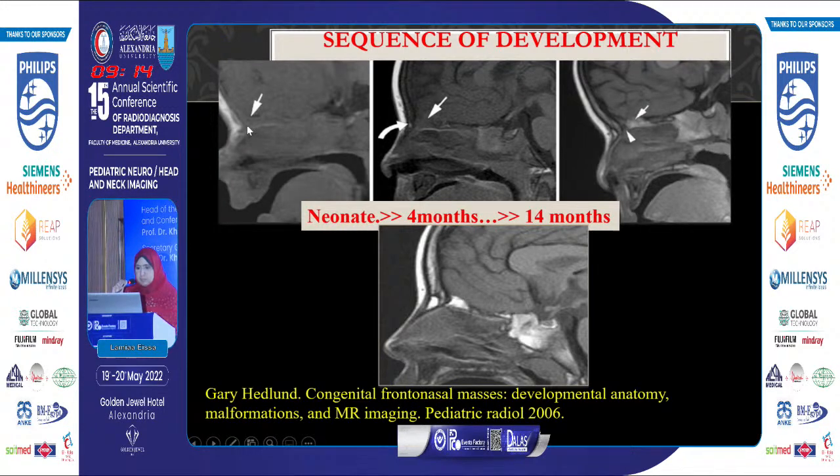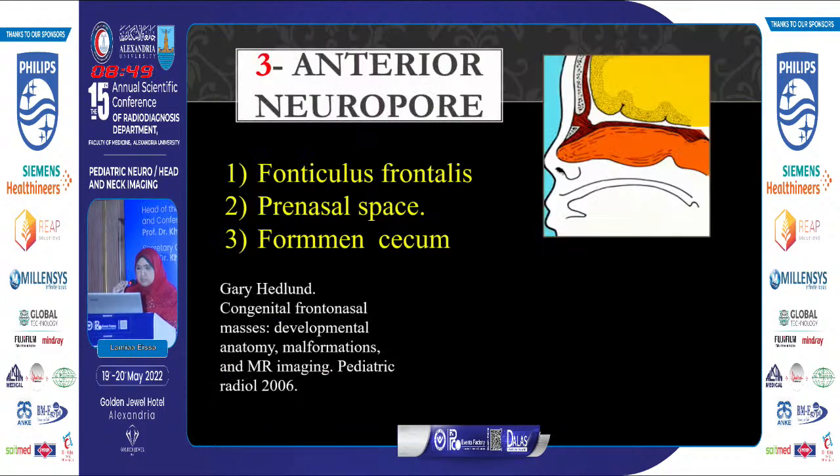This is the sequence of development of crista galli, appearing at first as just a linear structure, which is very hypointense. And lastly, it develops as a cup-like or polygonal appearance, and it is fatty, while here there is no fat signal in the T1 sequence. Then this is the complete normal imaging later on, showing the fat signal very hyperintense. Lastly, the anterior neuropore anomalies.